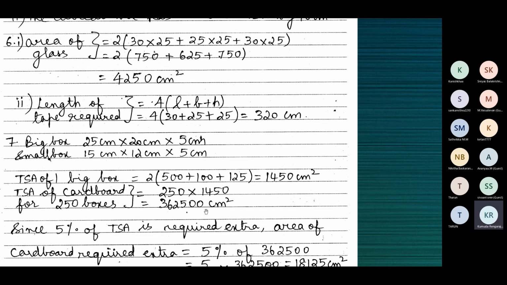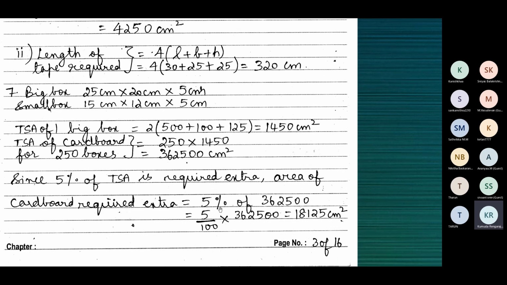This is the TSA of 250 boxes. It's given that this is not sufficient. You need 5% of the TSA extra. So let us find 5% of the TSA. Extra cardboard required is given as 5% of the TSA. So 5% of this total surface area. 5% means 5 by 100. Of means into this area, which is 18125 centimeters square.